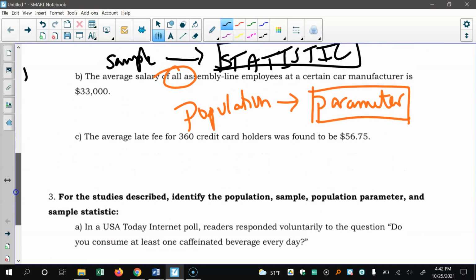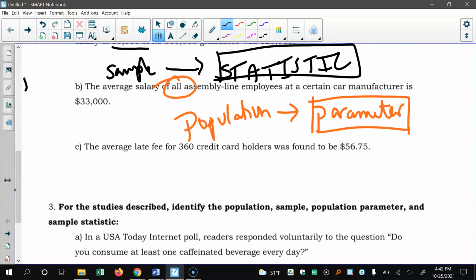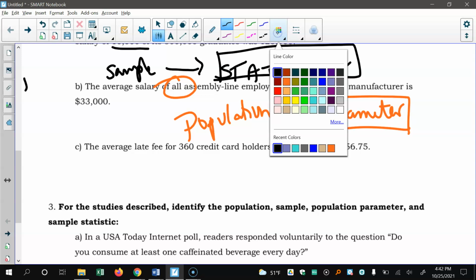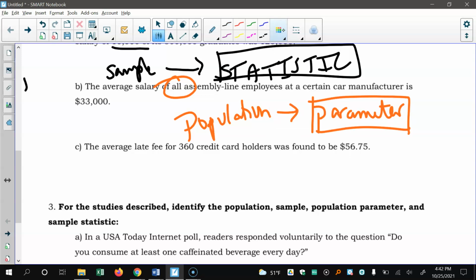All right, letter C. The average late fee for 360 credit card holders was found to be $56.75. Well, it doesn't sound like there were any credit card holders that were excluded here. So this is going to also be a population, which means that we have a parameter.